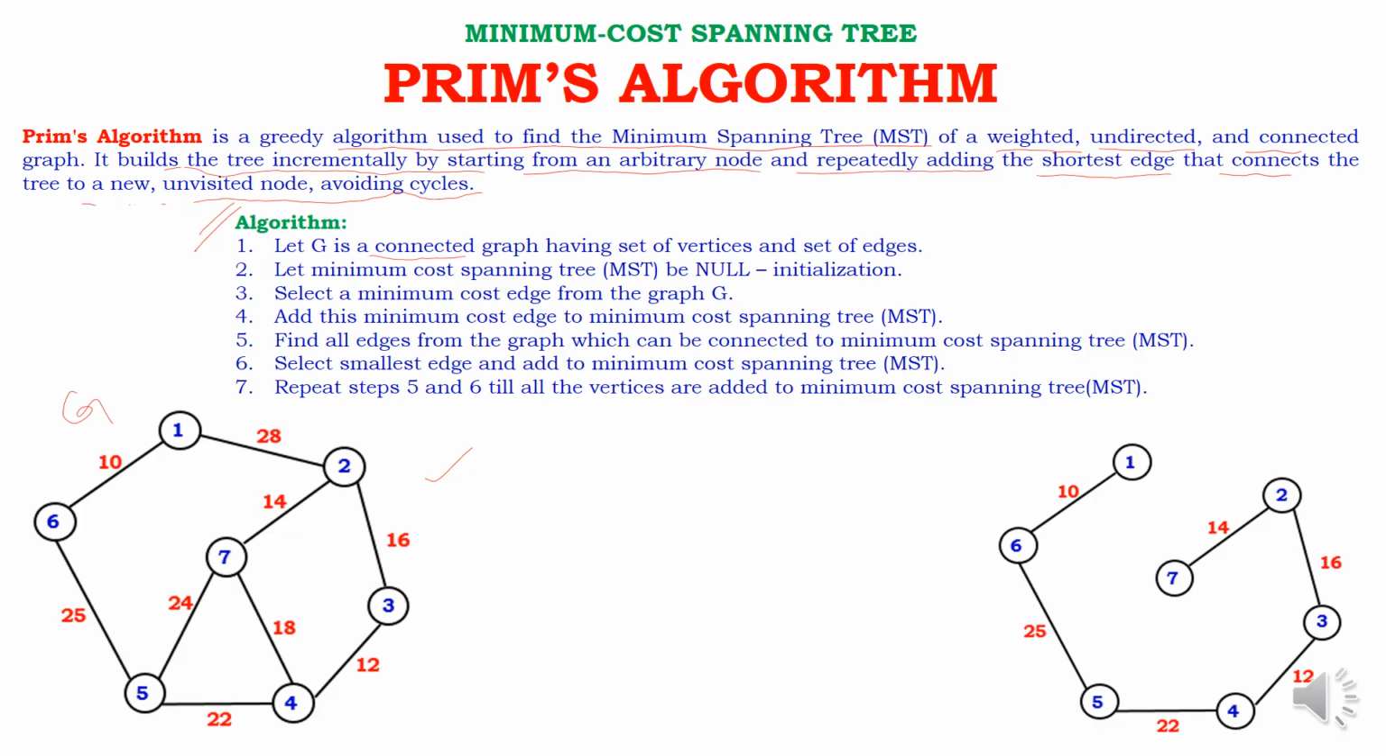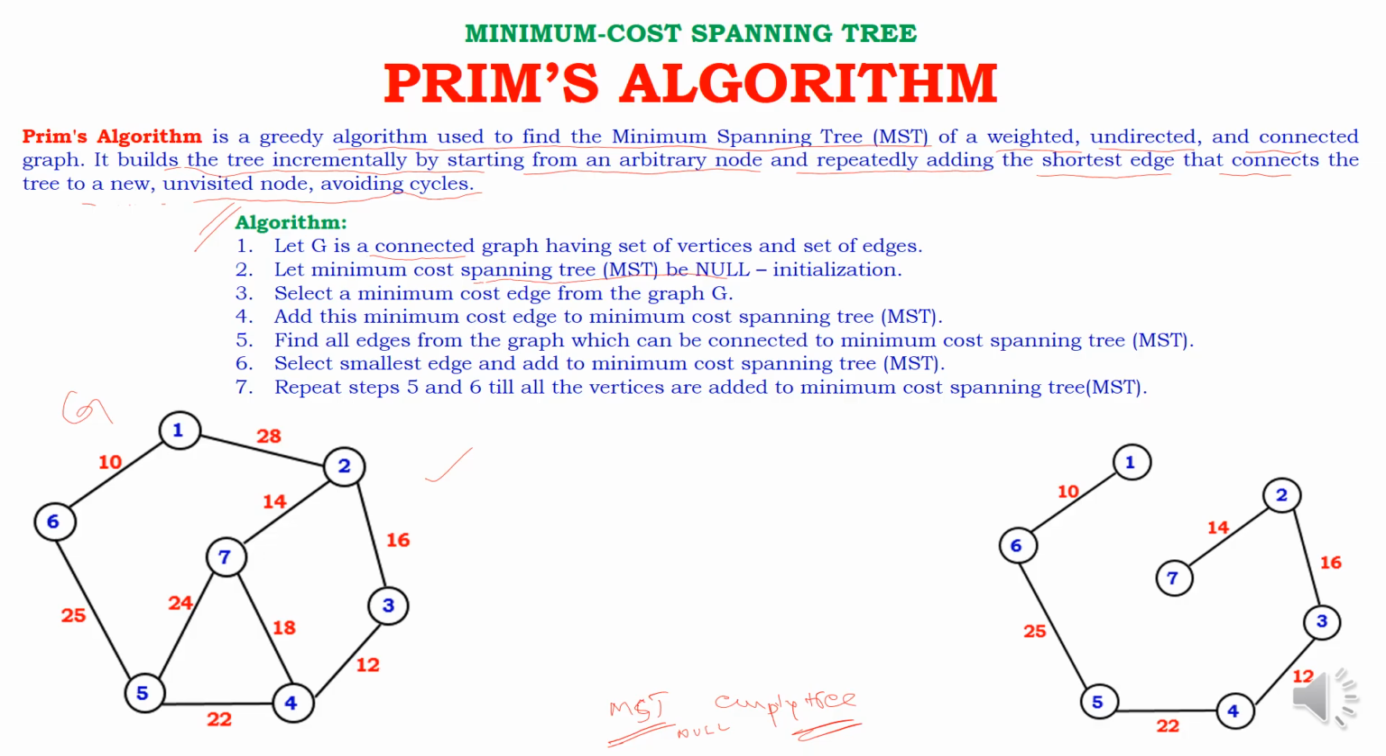Then let the minimum cost spanning tree be null. Initialize the minimum cost spanning tree as null. We are going to find the minimum cost spanning tree. Initially it is null, an empty tree. Stage by stage you add one edge or one node using some edge.